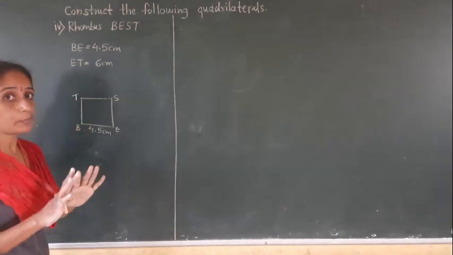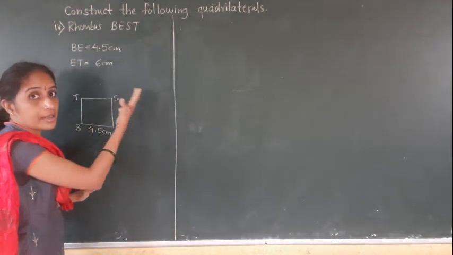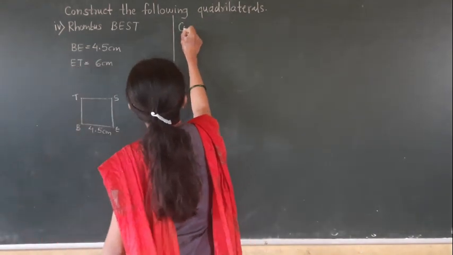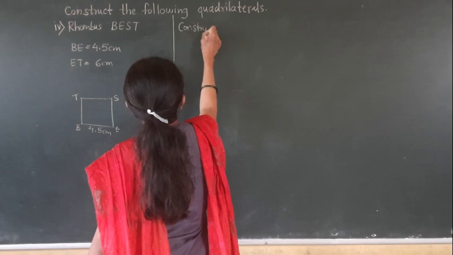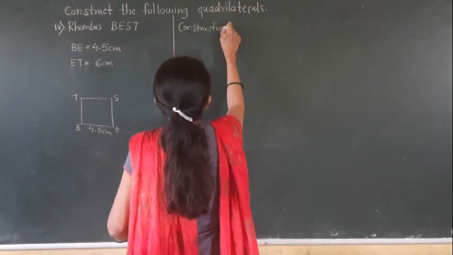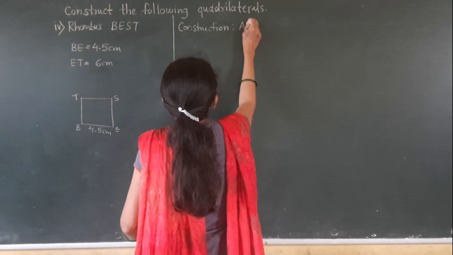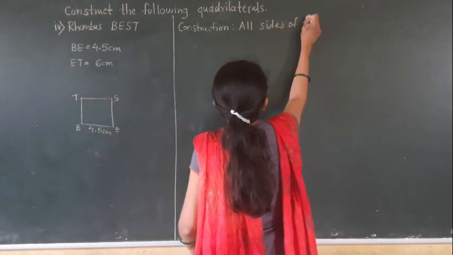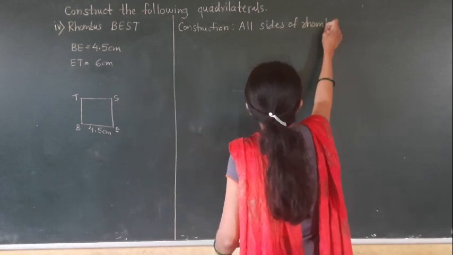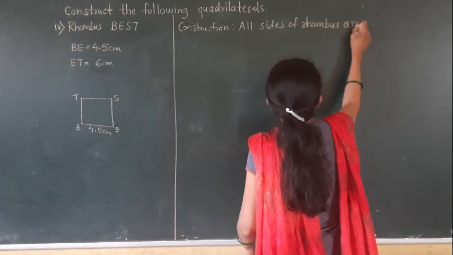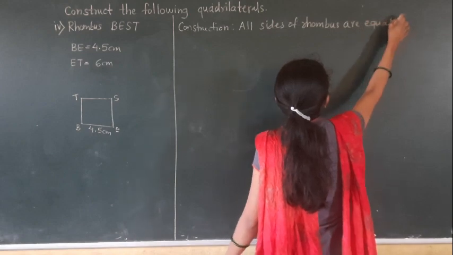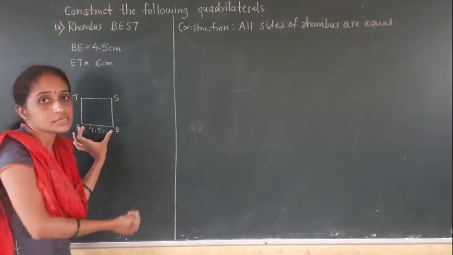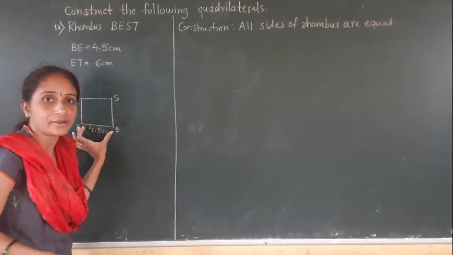Now you know the property of a rhombus: all sides are equal. See, here I will write construction. All sides of a rhombus are equal. This is the only construction we have to do here. Why? Because only one side is given. All sides of a rhombus are equal.